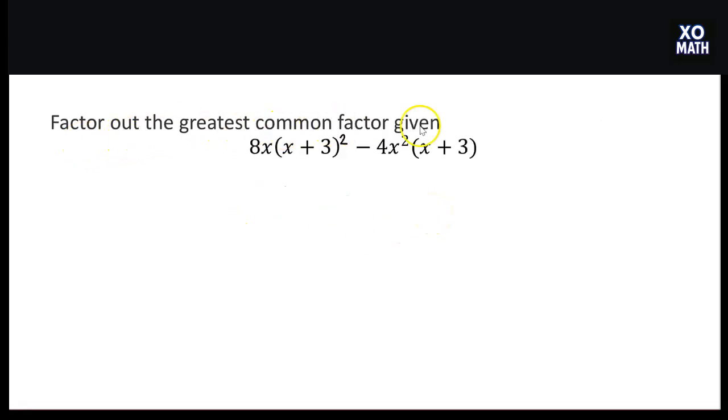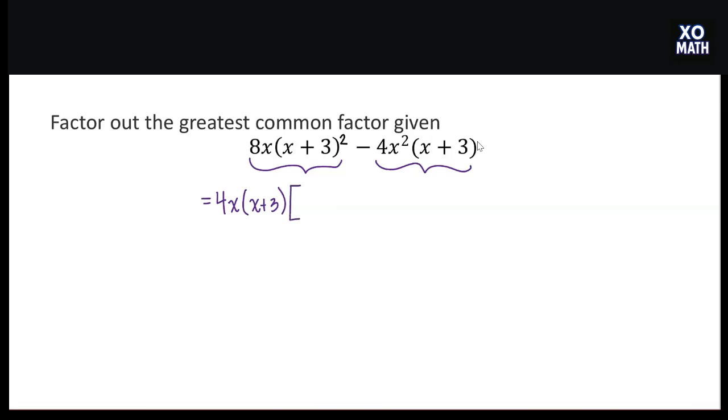Factor out the greatest common factor given 8x times the quantity x plus 3 squared minus 4x squared times the quantity x plus 3. Here we want to recognize that we have 2 terms. So we want to identify the GCF between the 2 terms. Between 8 and 4, we would factor out a 4. Between x and x squared, we would take out an x to the first. And then we have the binomial x plus 3 squared in one, and the binomial x plus 3 to the first in the other. So we could factor out an entire binomial x plus 3 to the first.